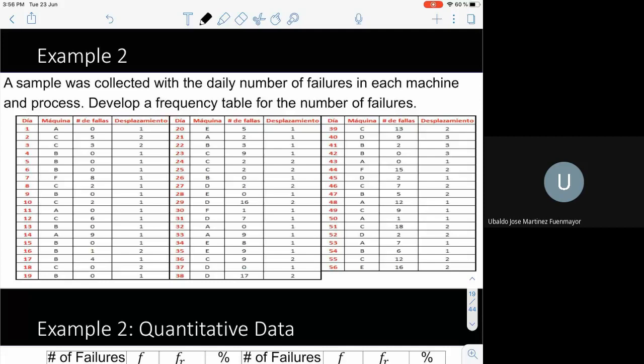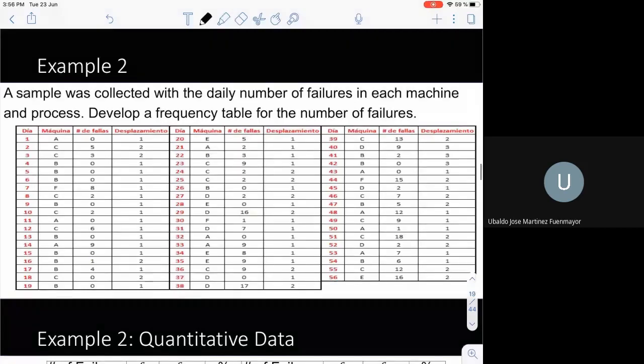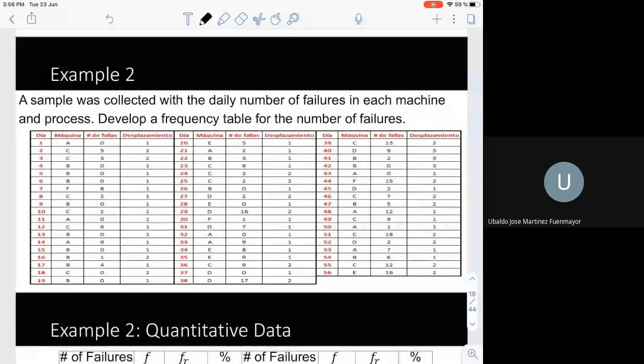Okay, so let's keep going. Let's go to a second example. All right, so using the same information, a sample was collected with the daily number of failures in each machine and process. Develop a table for the number of failures. So please notice that in the same table, the third column, the variable, is number of failures.